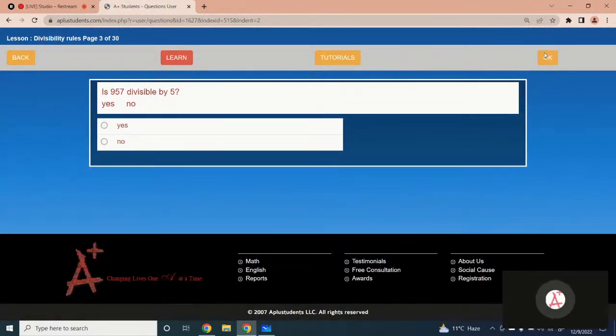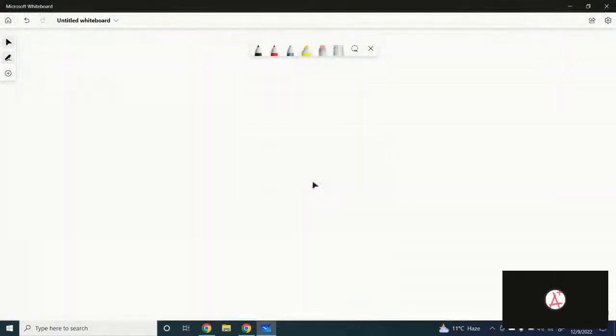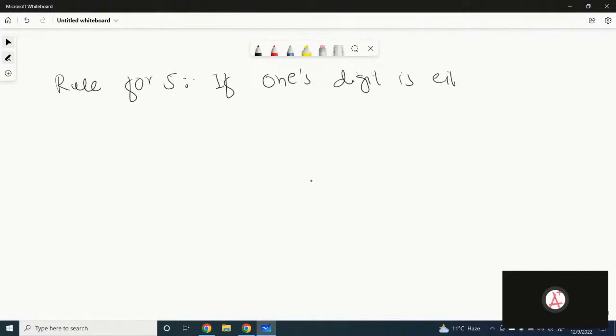Okay, the next one is the divisibility rule for 5. Is 957 divisible by 5? The divisibility rule for 5 is also very easy. Let me explain it. If the ones digit, or the rightmost digit, is either 0 or 5, the number is divisible by 5. Got it? The number is divisible by 5. Got it?